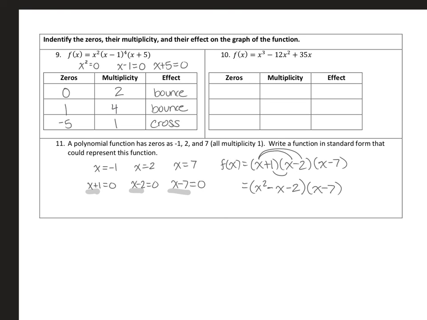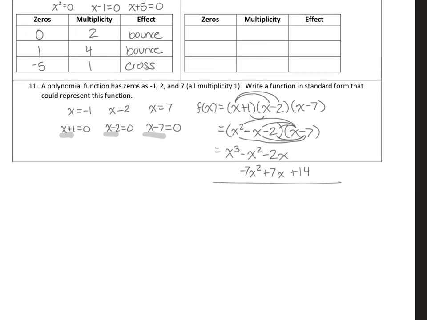Now we need to multiply this binomial here. I'm going to distribute in that x to each term: x cubed minus x squared minus 2x, and then distribute in the negative 7: negative 7x squared plus 7x plus 14. Add them together, and I will get x cubed minus 8x squared plus 5x plus 14. And this is my polynomial in standard form.